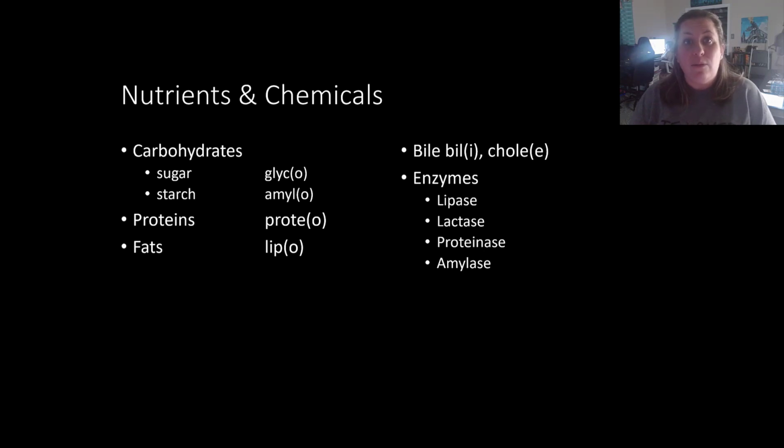Again, to break these down, we would see things like bile, so bili or chole. These are going to be for breaking down; it's a digestive chemical. And some enzymes: when we see enzymes, most of the time they end in -ase. And so you have lipase, that breaks down fat. Lactase breaks down lactose, sugar. Proteinase is going to break down proteins, and amylase is going to break down starch.